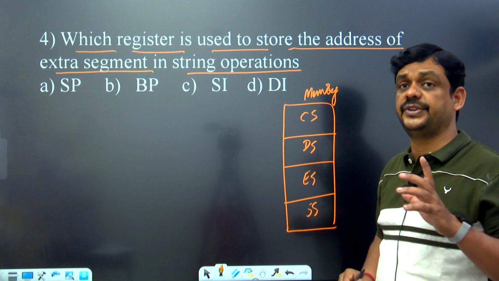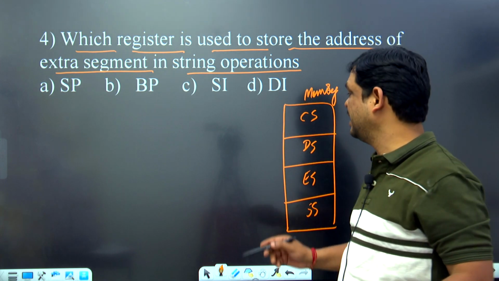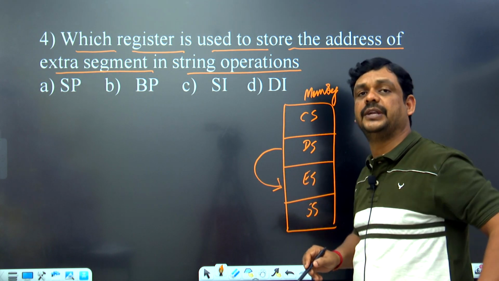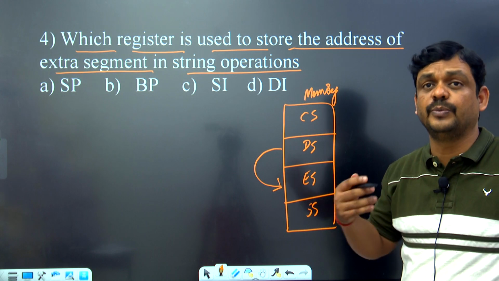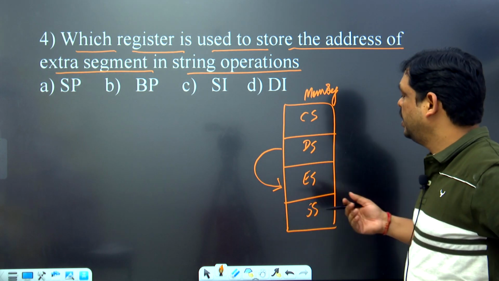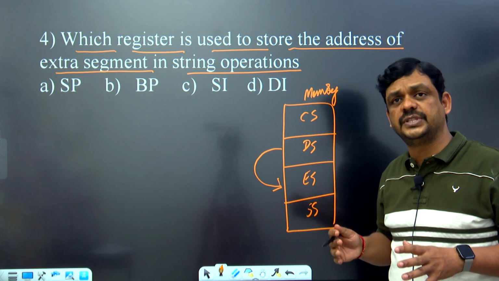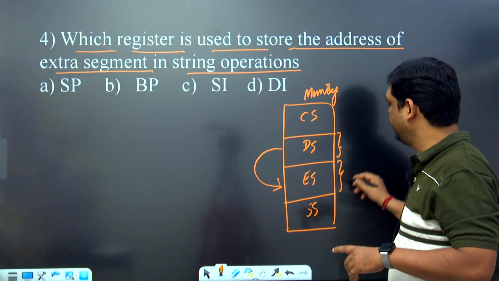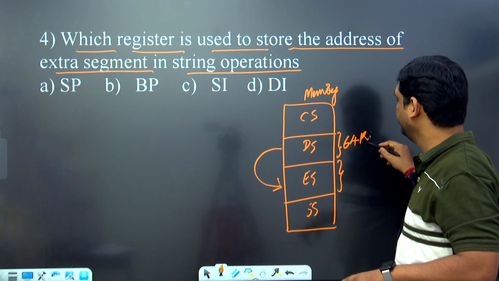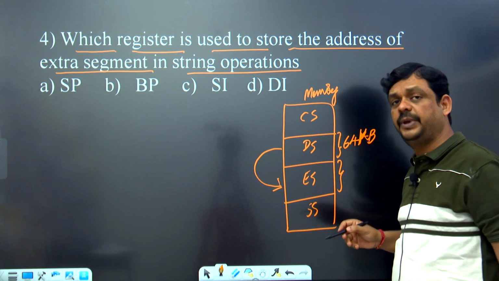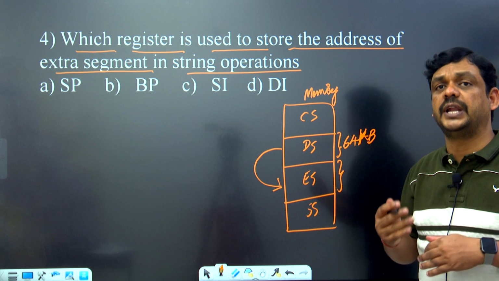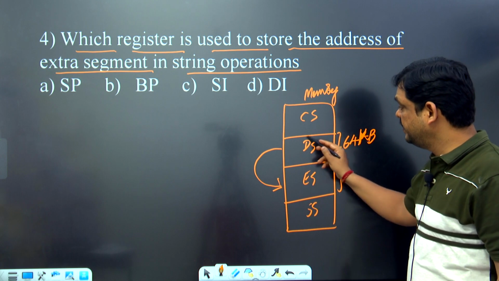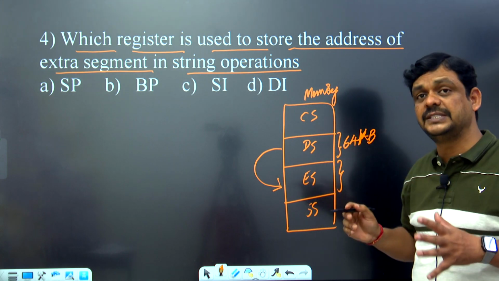For string operations, data transfers from the data segment to the extra segment. So string operations are used to perform operations on more than 1 byte, right? So those operations are used to transfer the data from the data segment memory to the extra segment memory. So each segment consists of 64 KB here, right? Each segment consists of 64 KB. Then string operations are used to transfer the data from the data segment memory to the extra segment memory. Within this data segment memory, 64 KB memory is available.